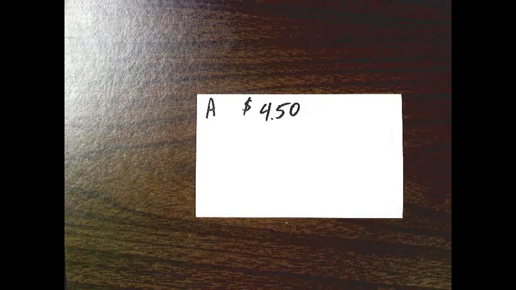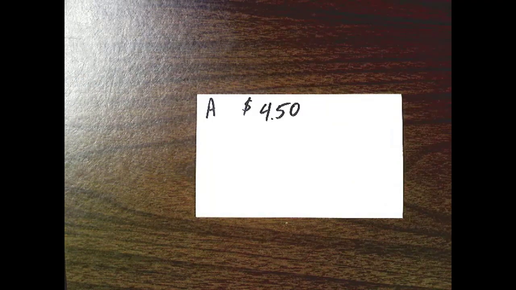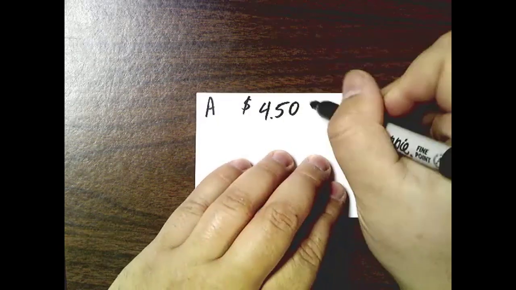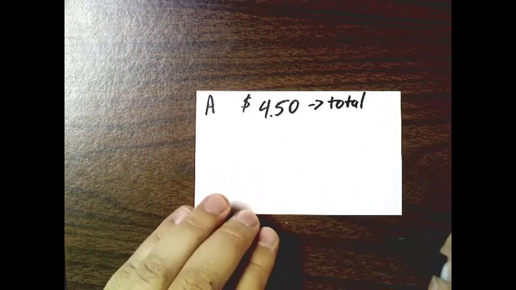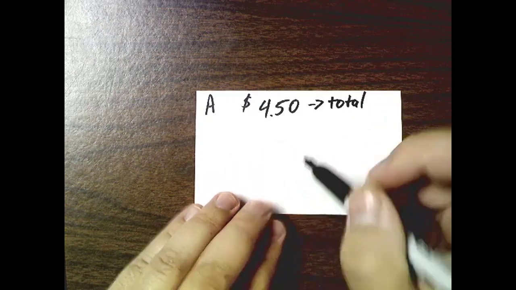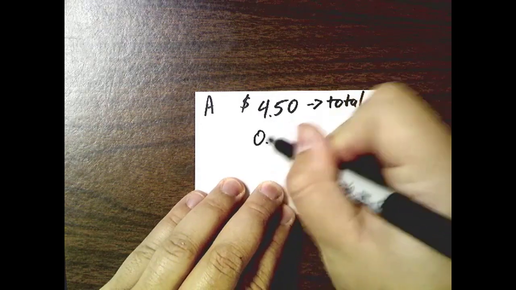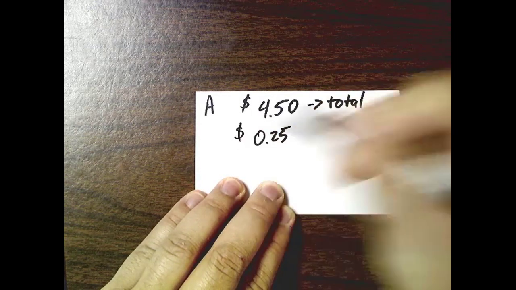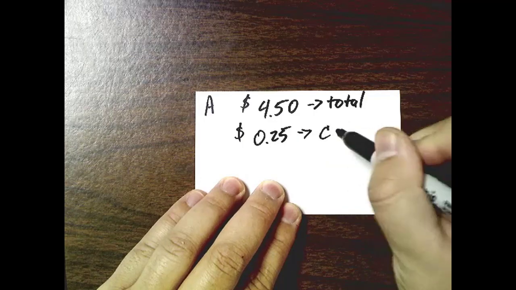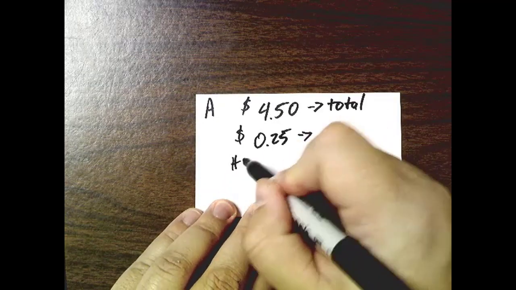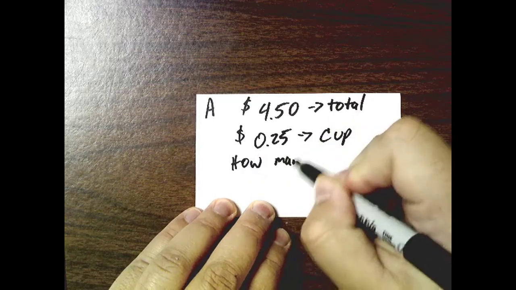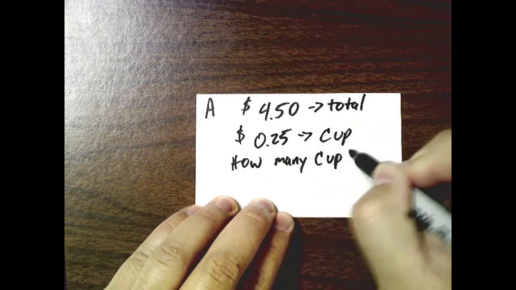All right, so the first thing is, I've started recording down my information. I know that she made $4.50 total. So this is total. I know that she made that by selling lemonade at 25 cents a cup. Therefore, I need to know how many cups.